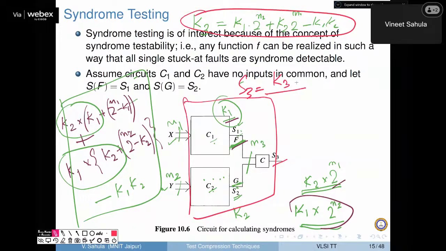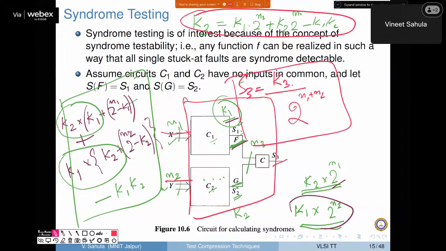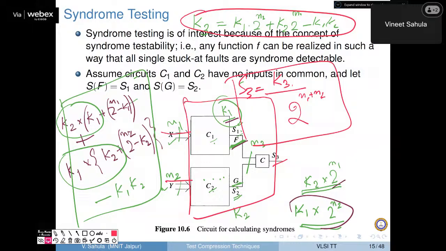K3 number of times it is 1. How many minterms are there for this circuit? Total number of inputs is n1 plus n2, and total minterms will be 2 to the power n1 plus n2. This is my syndrome now. If you expand this, you'll get the answer for S3 in terms of S1, S2.